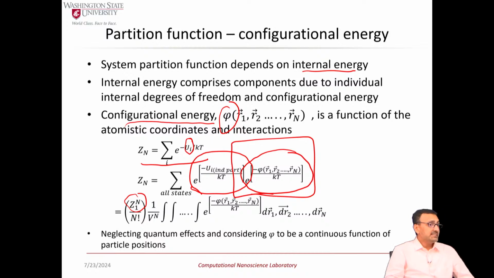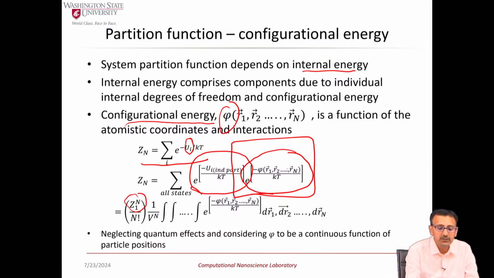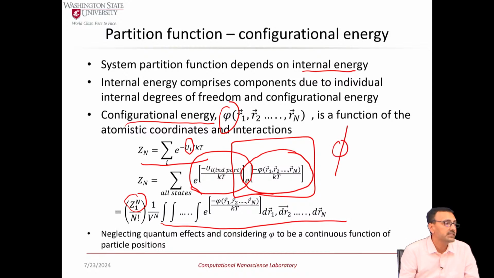So we can make some assumptions. If we neglect quantum effects, which means if we assume this is a continuous function, the configurational energy is a continuous function of the positions of the particles in the box, then we can convert this summation into an integral. And if somehow, let us just pretend, we had this function phi, this was given to us, then at least theoretically we can perform this integral to find the system partition function. So not an easy thing to solve, but at least we have a theoretical expression.